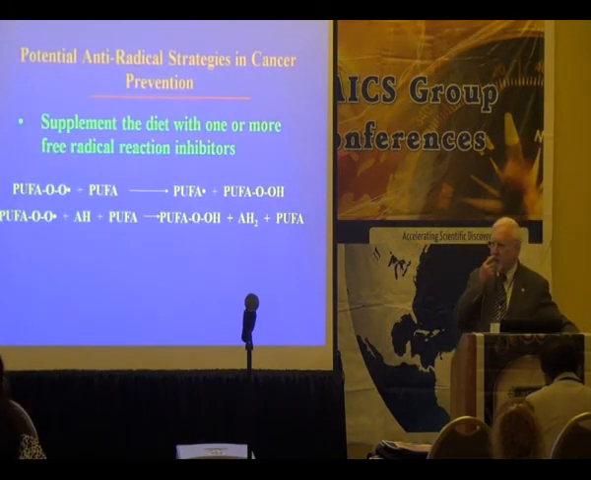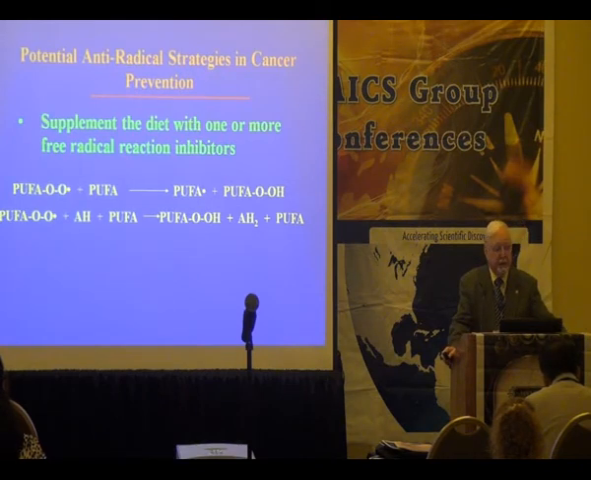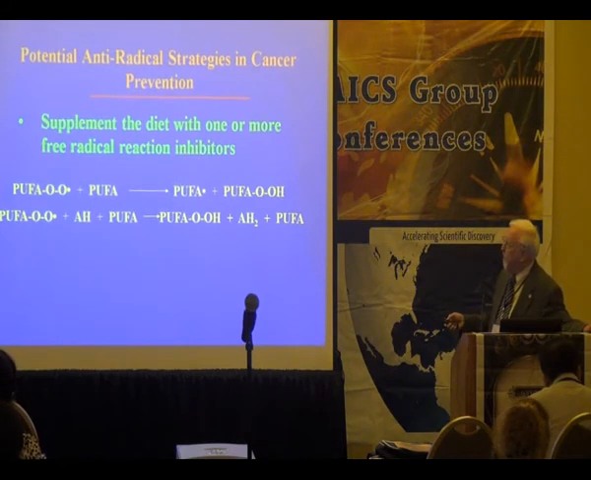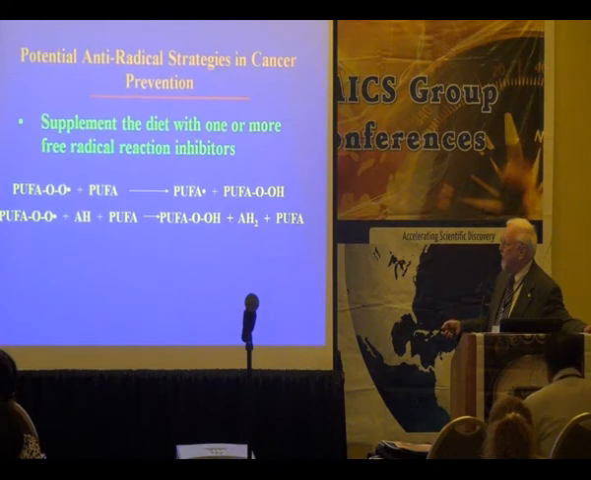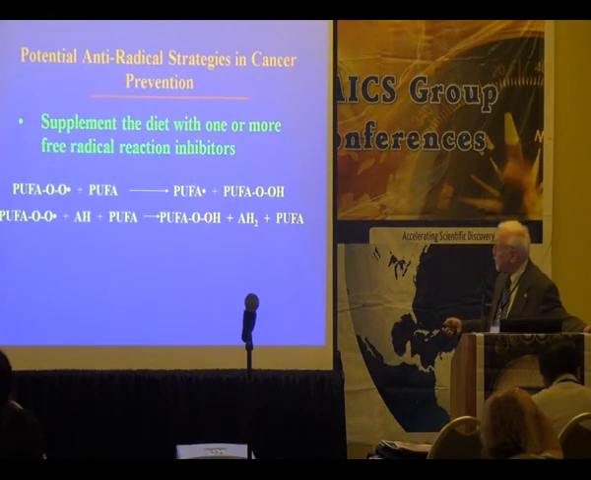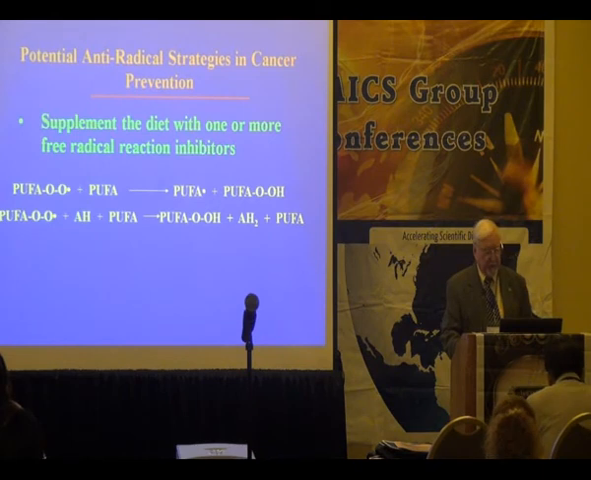Now, the second tenet that I wanted to talk about was the potential antiradical strategies in cancer prevention, that is, a supplement of the diet with one or more free radical reaction inhibitors. And the idea here is that, remember, we had a fatty acid peroxyl radical, and if we then have an antioxidant, it is going to protect this polyunsaturated fatty acid, and we're going to synthesize a polyunsaturated fatty acid hydroxyl. We're going to terminate then that autocatalytic reaction.